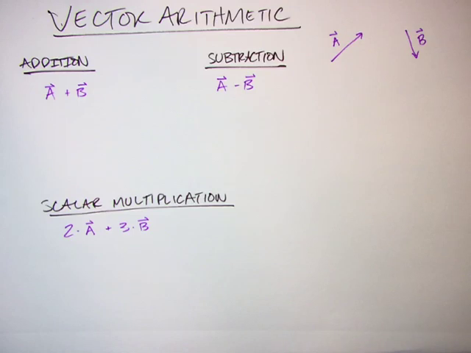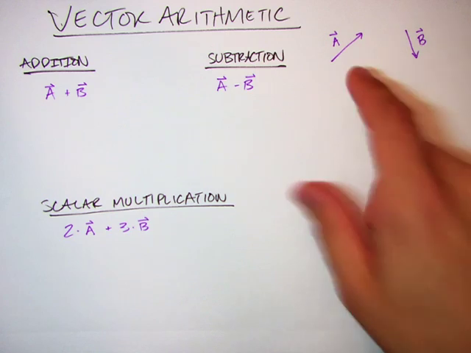Okay, in this video we're going to talk about vector arithmetic. So vectors can be added and subtracted and multiplied by scalars just like other numbers. It's just we have to do it in a different way because we have to account for the direction. So in these examples I'm going to take two vectors, vector A and vector B.